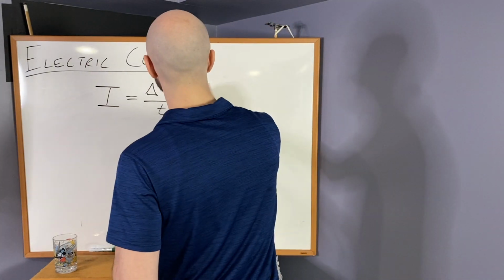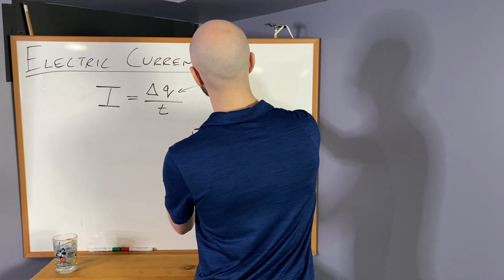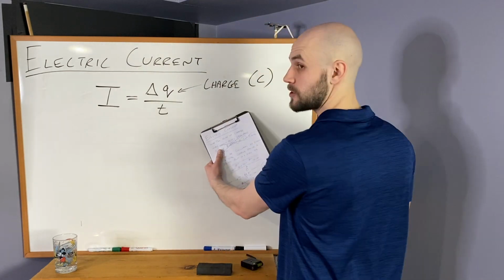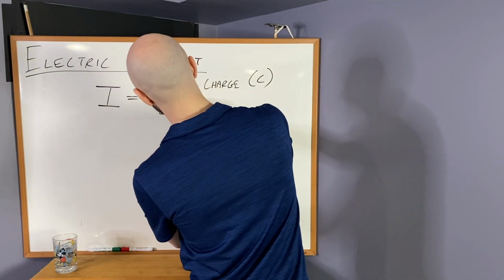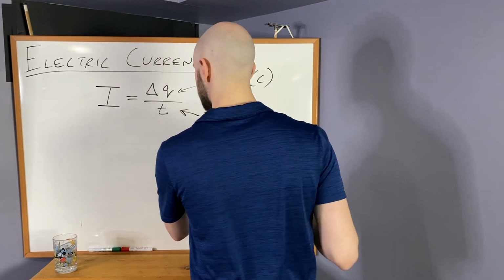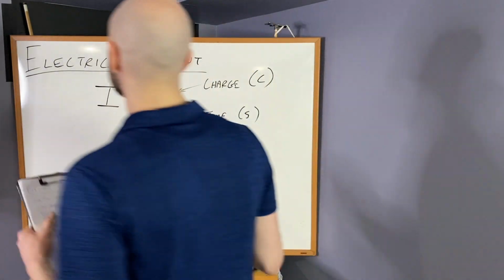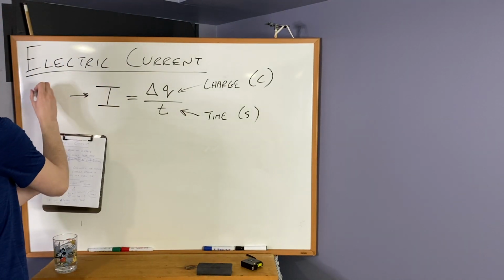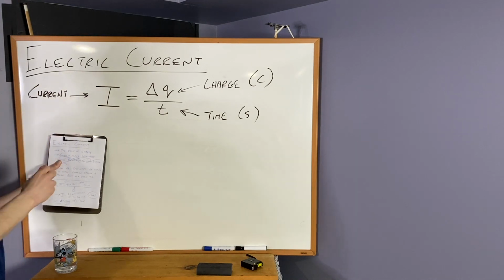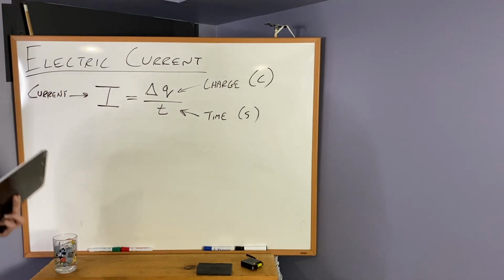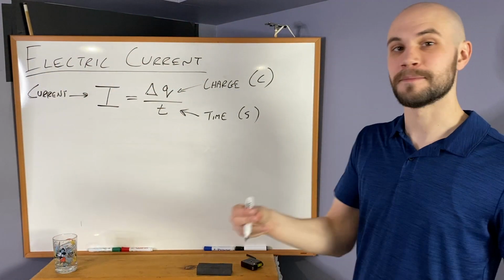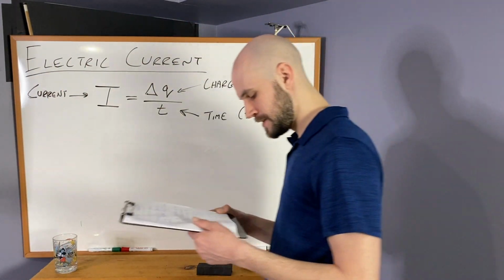So charge, as you all know, is measured in coulombs. The SI unit for charge is coulombs. Time, as you know, is measured in seconds. And capital I is our electric current. So current can be communicated as coulombs per second, how much charge is passing every second.